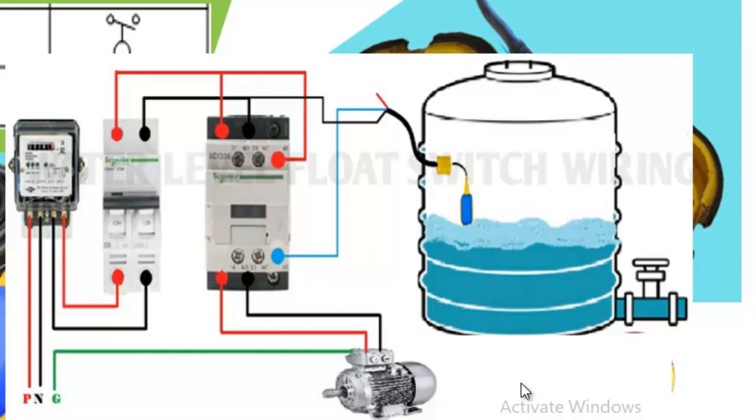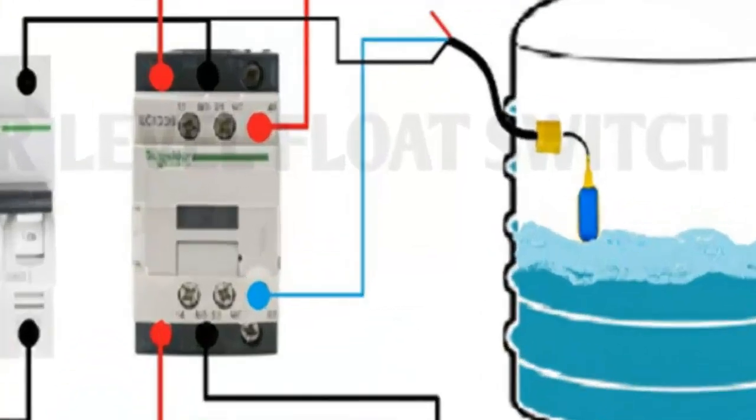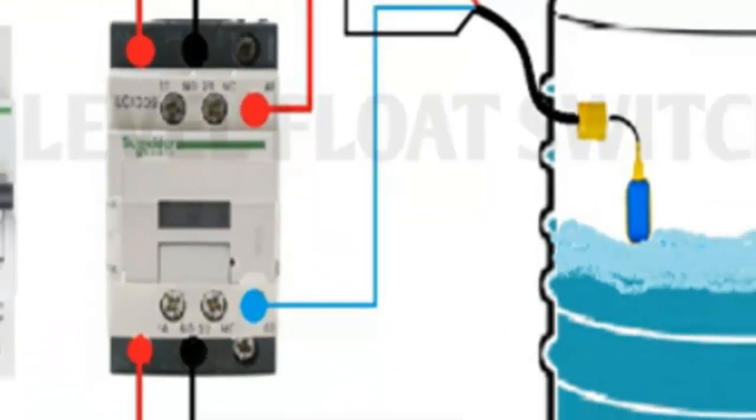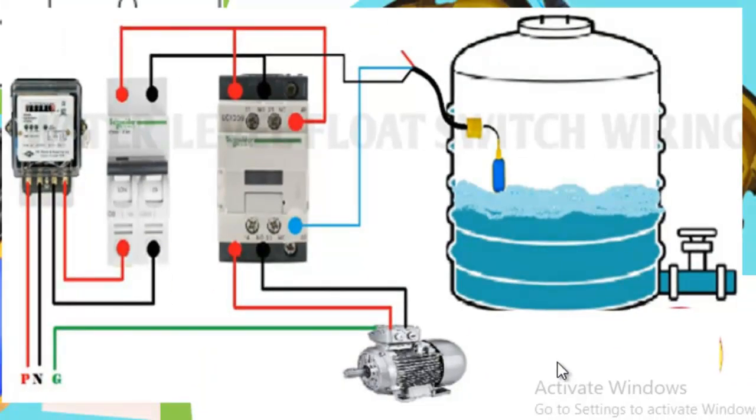But let's assume that once it drops to this level, we need to fill the tank again. This means that as it drops to that level, the switch will close, and it will close the supply circuit to the contactor coil, and then the contactor will be energized, it will close, and that will send power to the pump motor, and the pump motor will start. The pump will start filling the tank.